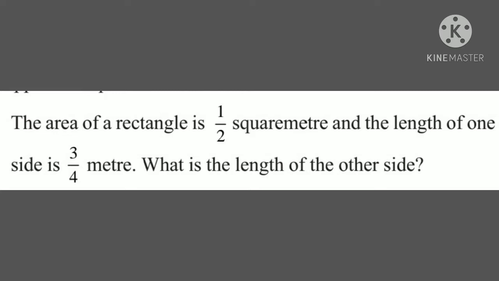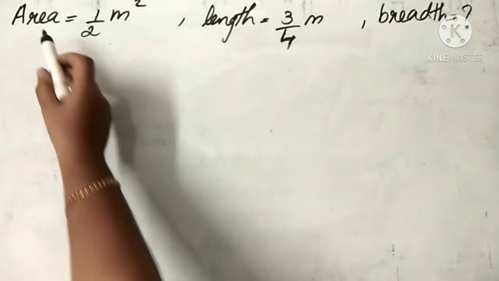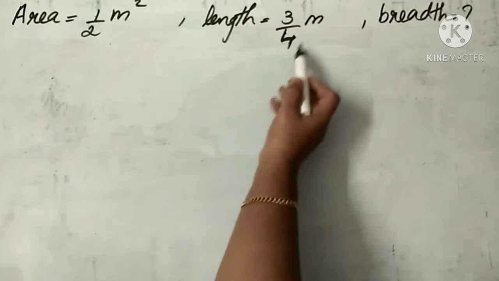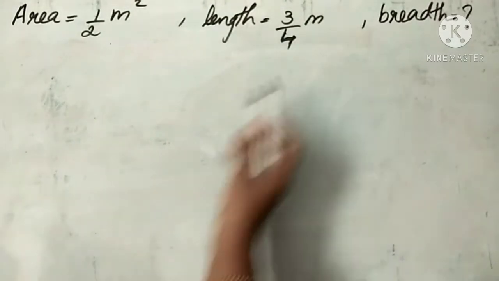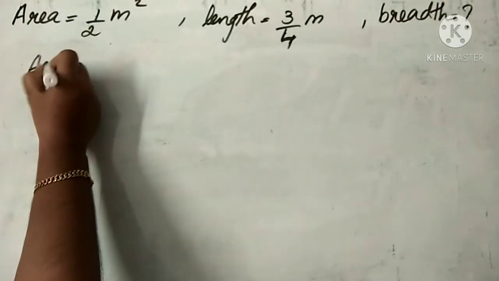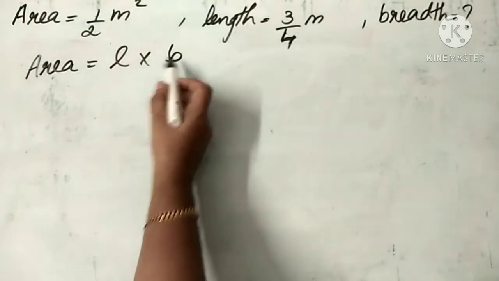What is the length of the other side? In the question, it is given that area is equal to 1 by 2 meter square, length is equal to 3 by 4 meter, and breadth is what we have to find out. We know that area is equal to length into breadth. So breadth we can find.